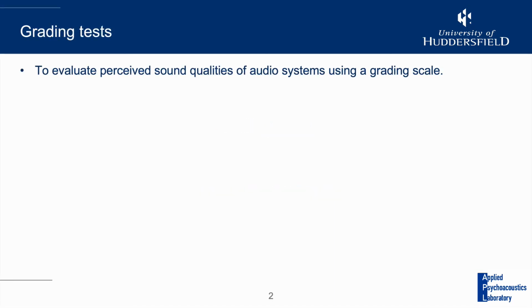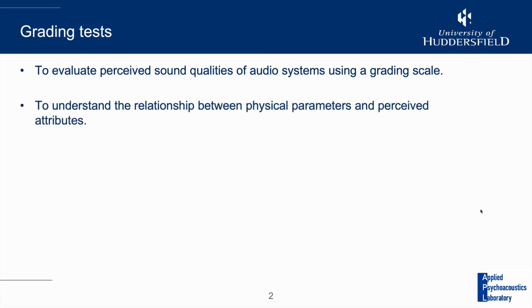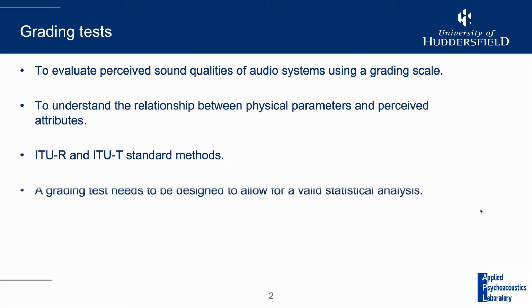So let's first talk about grading tests. The aim of a grading test is to evaluate perceived sound qualities of audio systems using a certain grading scale. From this kind of test, we can ultimately establish a relationship between perceived sound quality or attributes and associated physical parameters. And many ITU-R or ITU-T standard listening test methods are based on subjective grading.